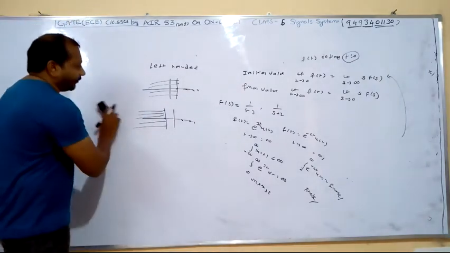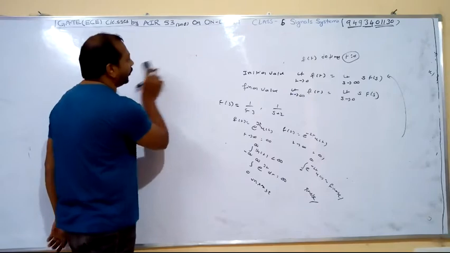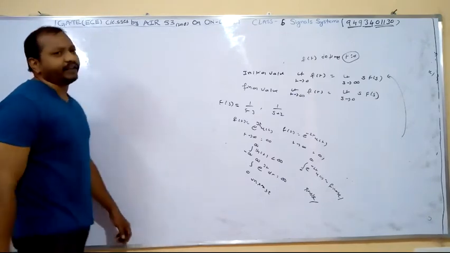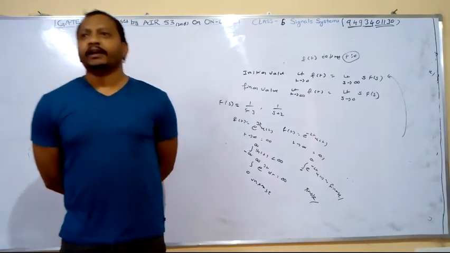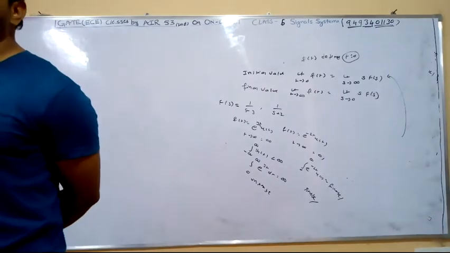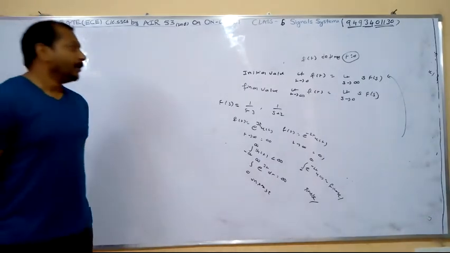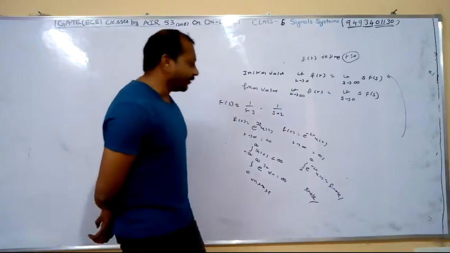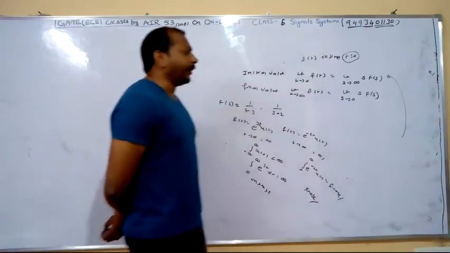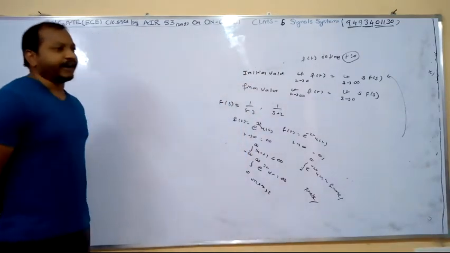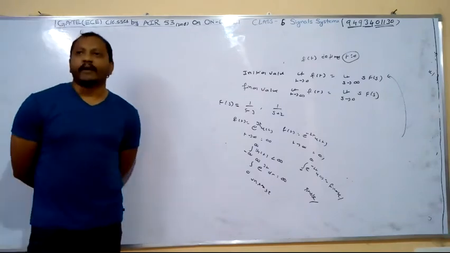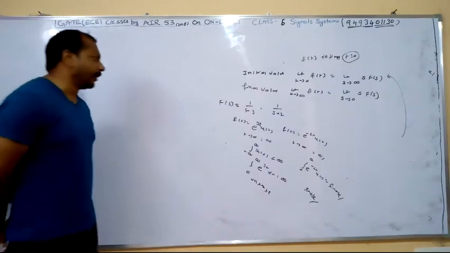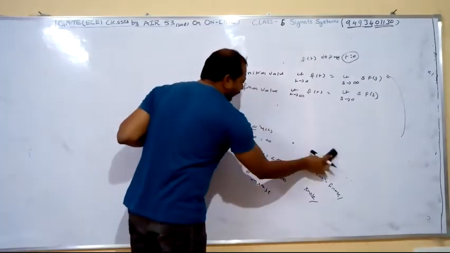Okay, when applying the initial value theorem, the condition you have to verify is whether the degree of the numerator is greater than the degree of the denominator; if so, we cannot estimate the initial value using the initial value theorem. For the final value, if the system is unstable, that is, if there is any pole in the right half of the S plane, we cannot estimate the final value using the final value theorem. These two conditions you have to verify clearly.